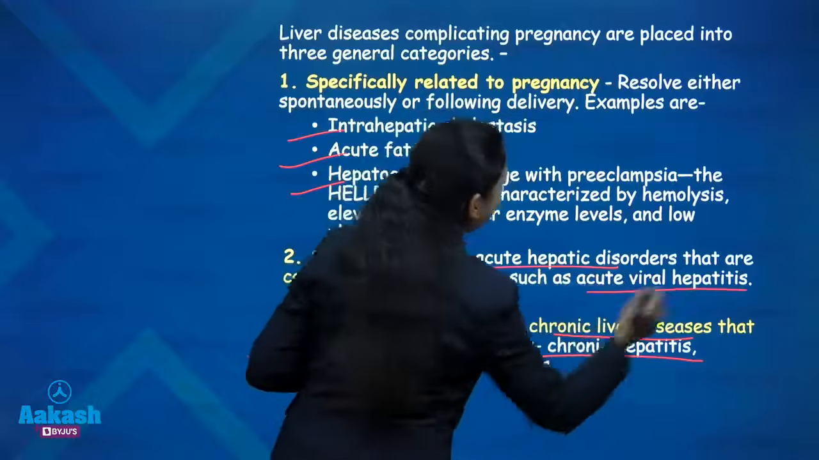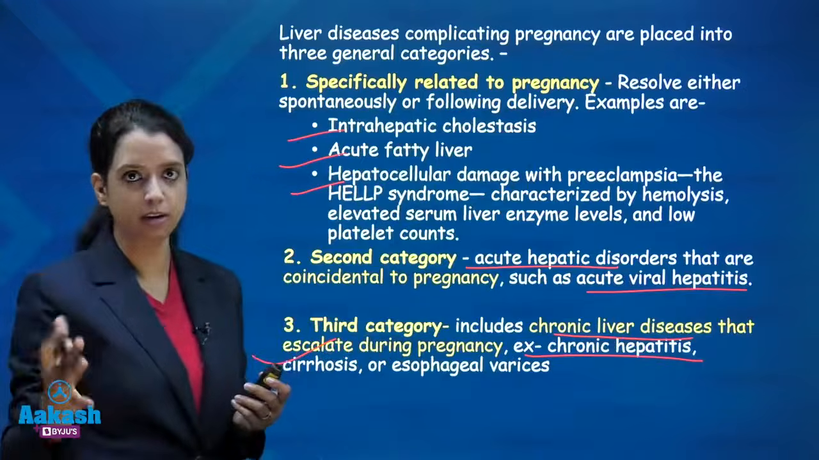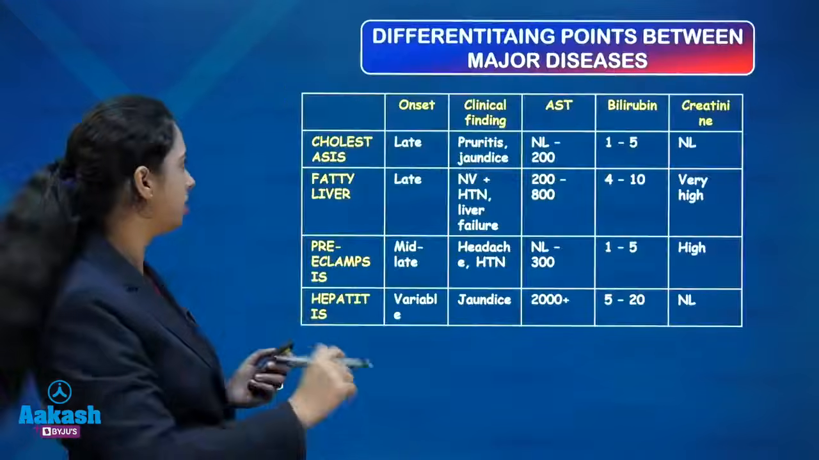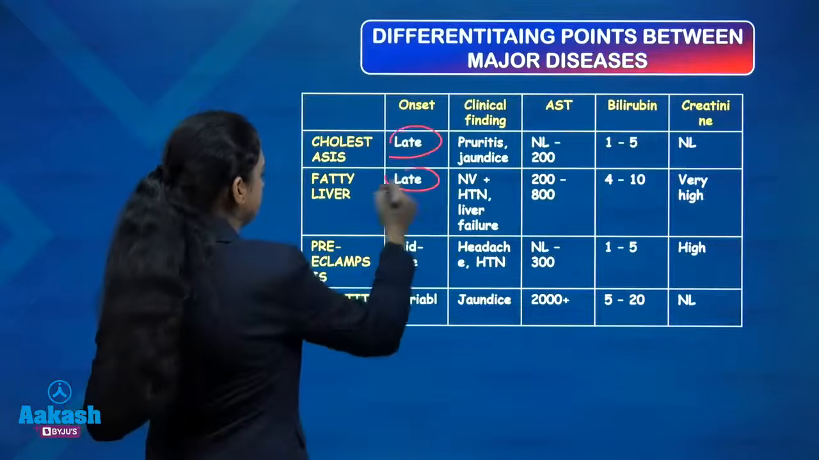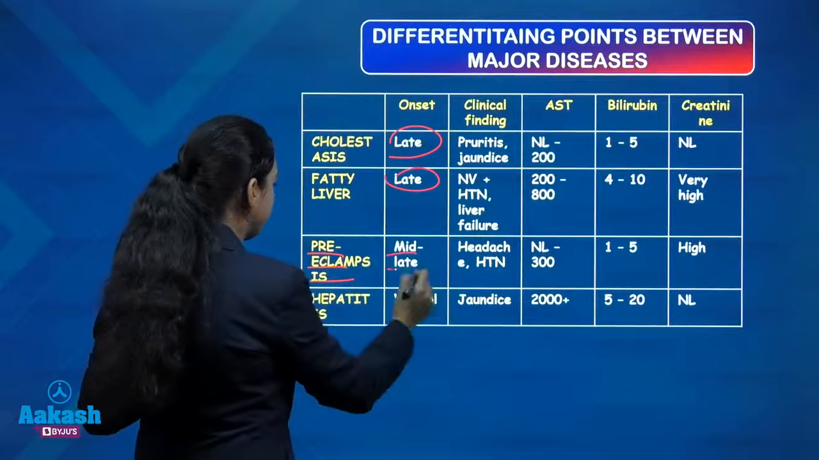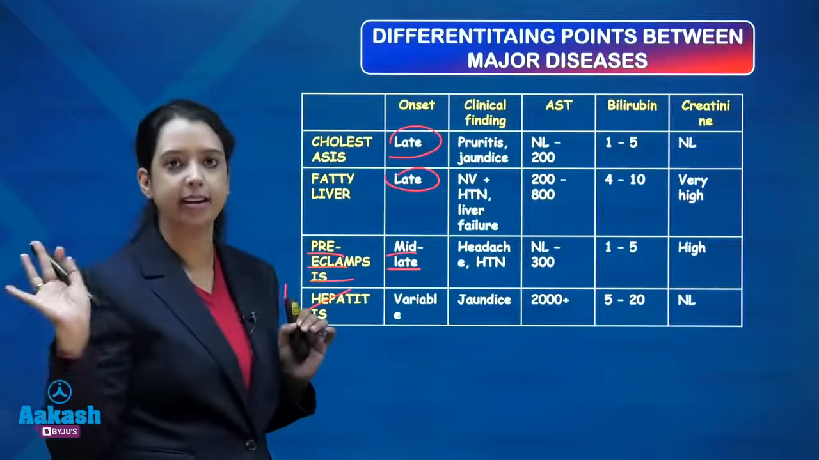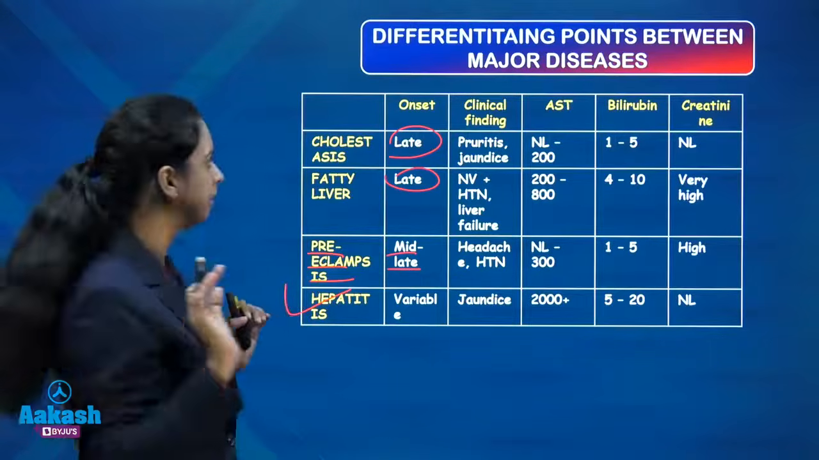Okay, acute viral hepatitis. So these are the common conditions which are encountered, and we'll see how we will differentiate between them. Cholestasis and fatty liver present late in trimester. Preeclampsia can be mid to late and hepatitis can be present anytime. Okay, it is not trimester related.